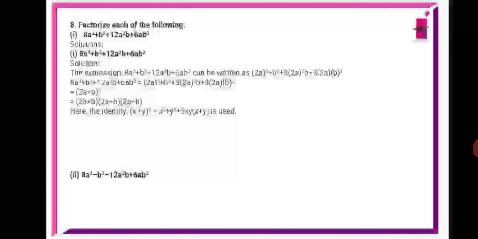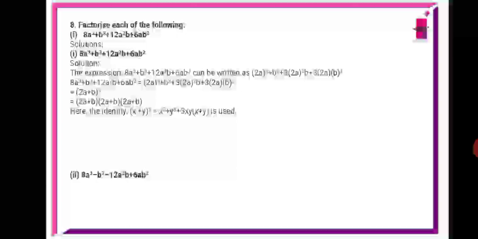So here one more identity we are using, same identity x plus y whole cube, but it is factorization. Before it was a product, you were finding the expanded form. Here you are going to find the factorization. 8a cube plus b cube plus 12a square b plus 6ab square we are going to write as an RHS. Like 8a cube can be written as 2a whole cube plus b cube plus 12a square b, we are going to write 3x square y. So 3 into, here x we have considered as 2a. So 3 into 2a square b plus 3 into 2a b square.